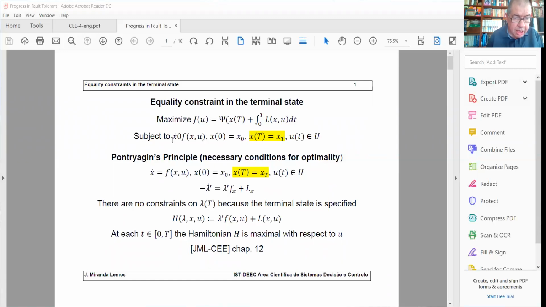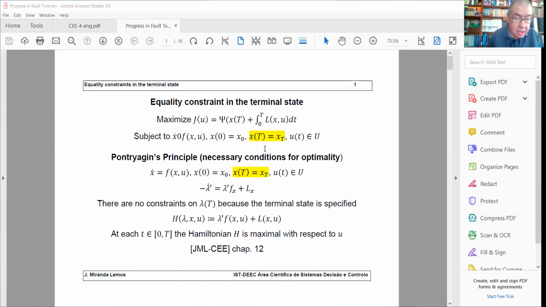So the state equation, x dot equal to f of x and u. The initial condition x of 0 equal to some specified vector x index 0. And now we have an extra condition, which is the terminal state. So you are imposing the terminal state, x of capital T equal to some specified value x index t. And during the interval of optimization, you impose that the control takes values in a set of admissible control values capital U.